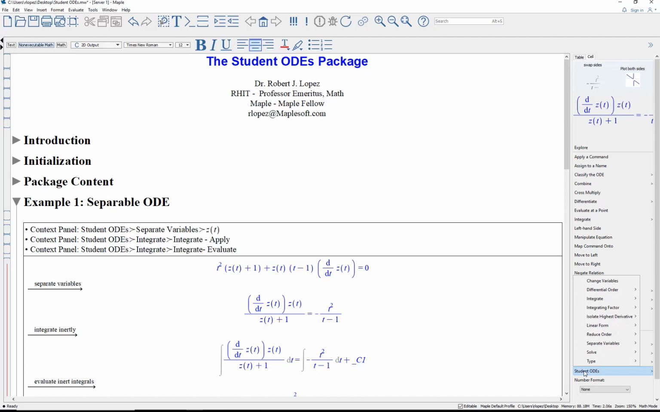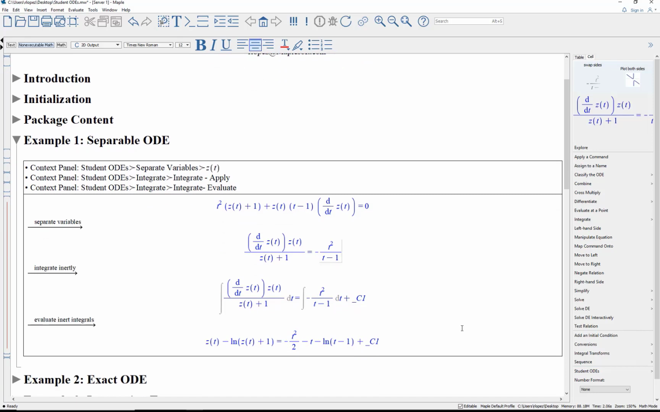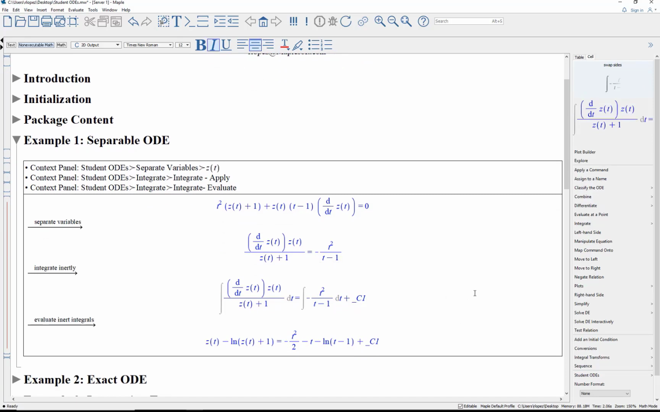Student ODEs. Integrate. Now you got two things you can do. You can integrate directly, which is what you see, or you can apply the integrals as inert integrals so you can see what's happening to each side of the equation. If you have the inert integrals, then you can evaluate them. Student ODEs.